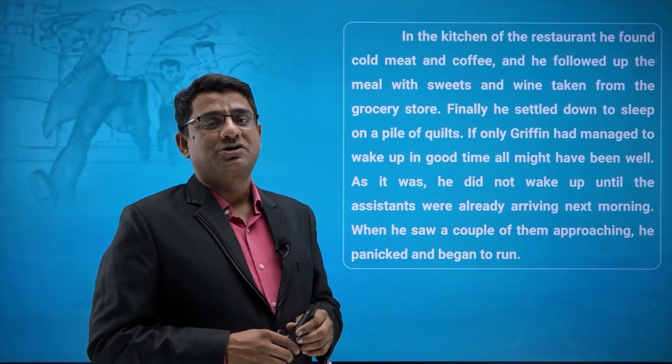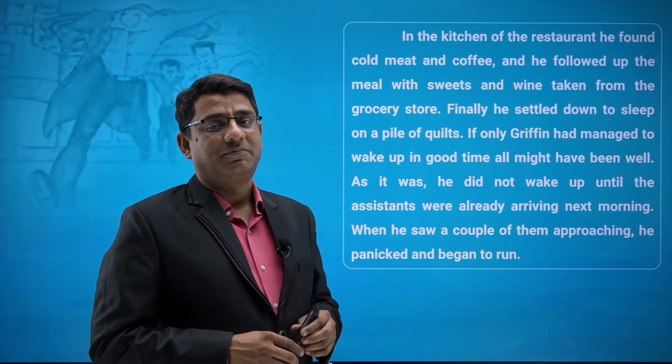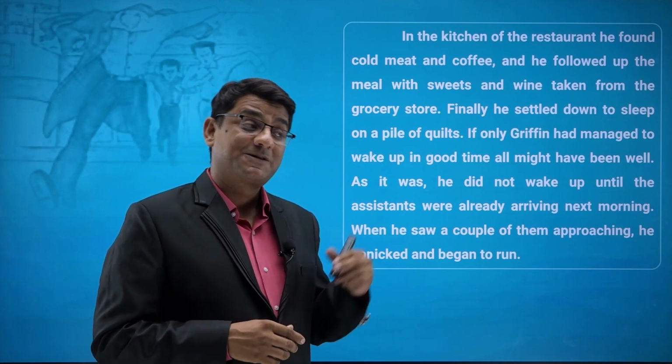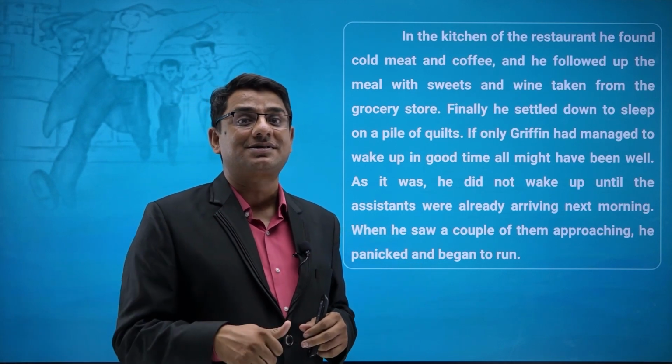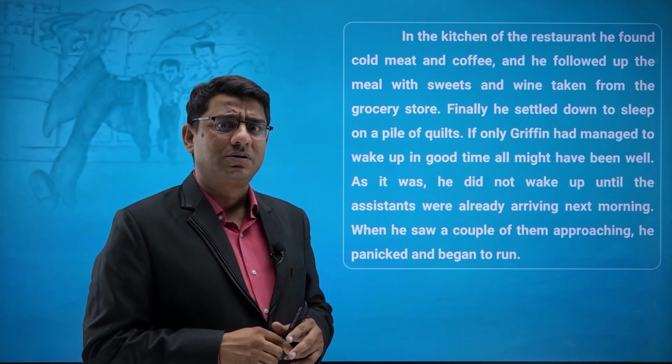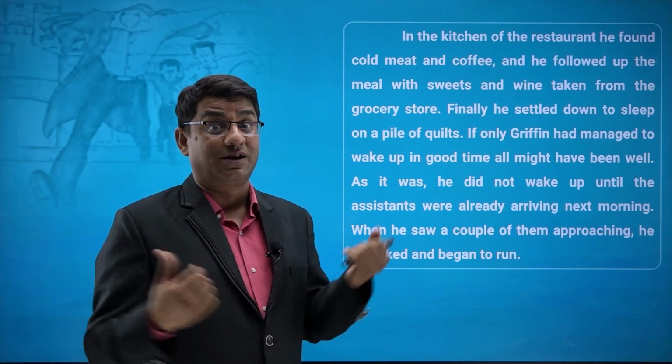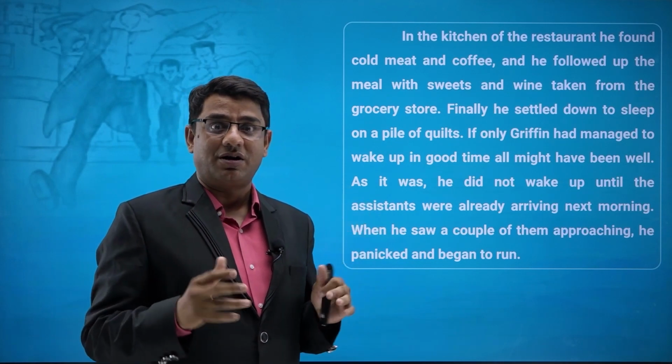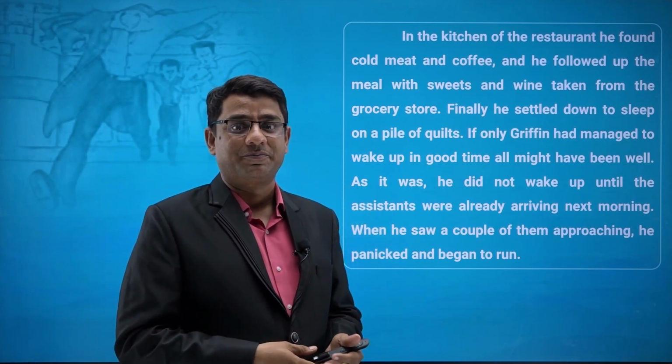If only Griffin had managed to wake up in good time, all might have been well. The point is that he kept sleeping, and early in the morning the staff came to open the shop. And now the staff is startled. How come somebody is sleeping? Because he's wearing clothes also, he's sleeping nicely. So the staff is like, some thief or what?